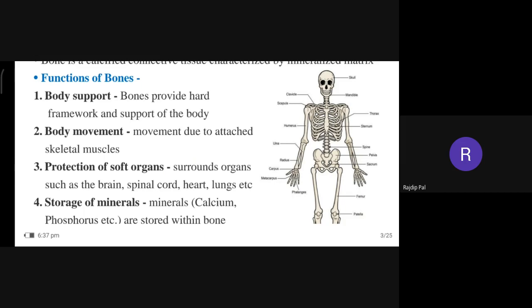And protection of soft organs. Like we all know, the skull is protecting our brain, and the rib cage is protecting our heart and lungs. So, protection of soft organs.